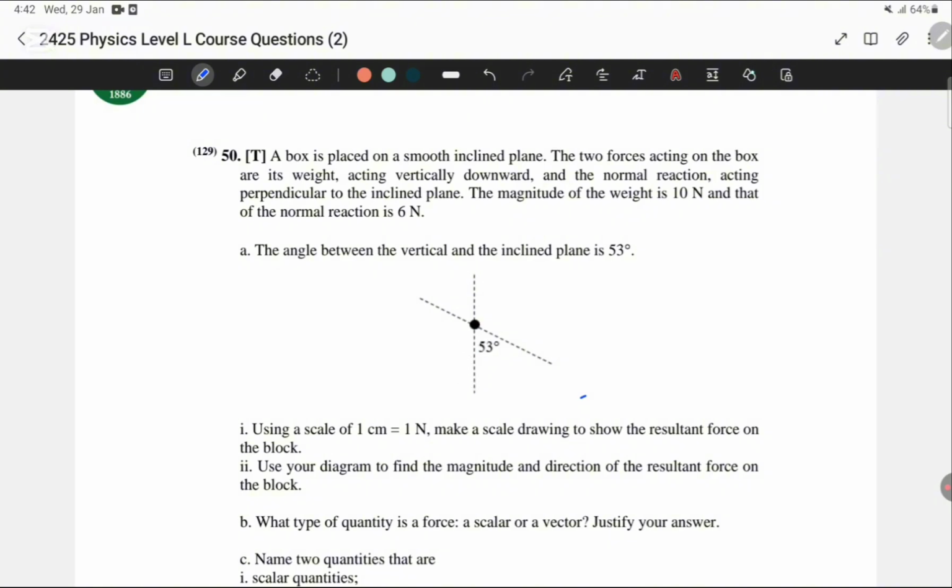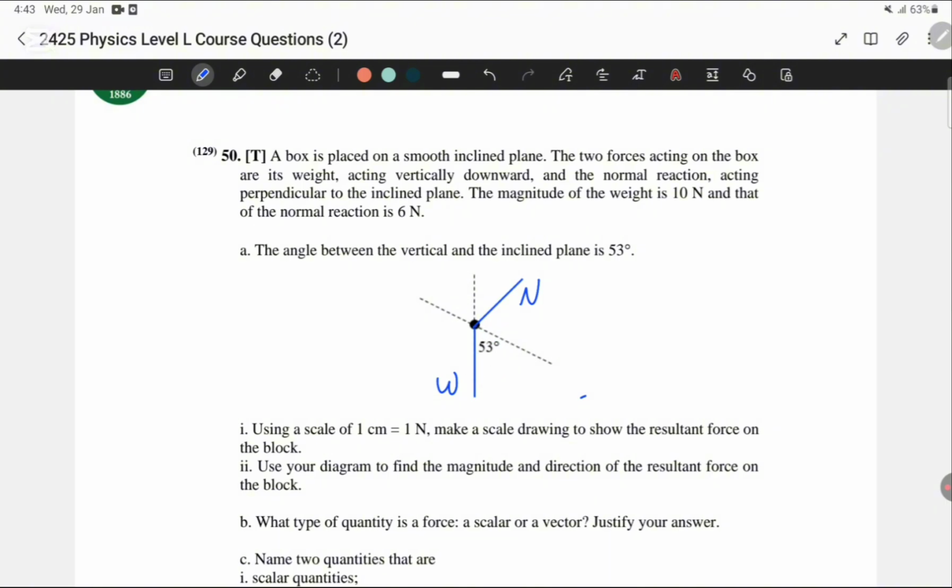One second. This is weight. And since it's 10, we're gonna use that. And normal is 6. We're gonna do that. So this is the normal and this is the weight. They want the resultant force. First thing we do is make this a triangle.